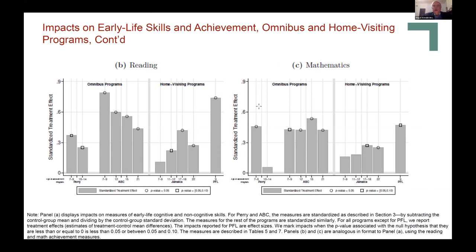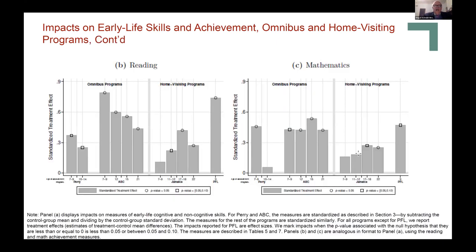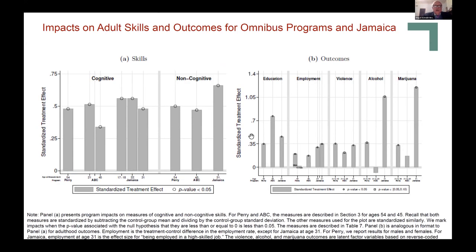I won't go on, but in terms of reading and many other features, you can see, for example, that the Jamaican program and Preparing for Life are producing results on par with these more expensive, intensive ABC programs. And this Jamaica program is on par with Perry, which is much more expensive. And a similar finding occurs if you look, for example, at mathematics.